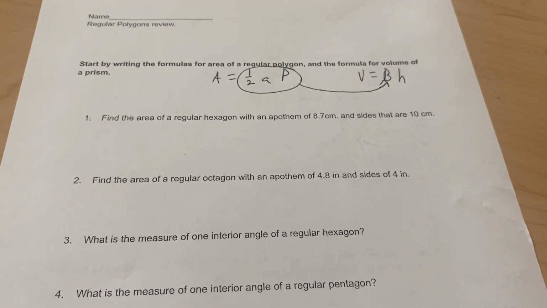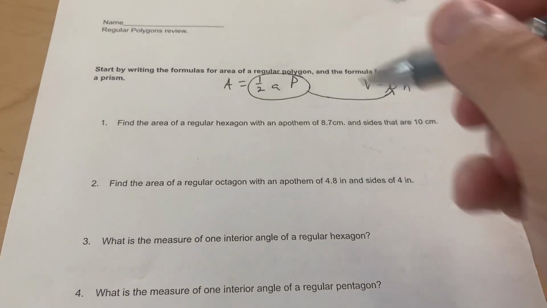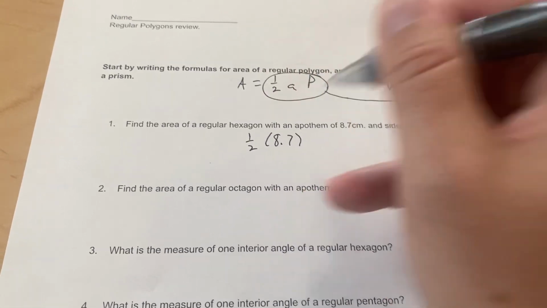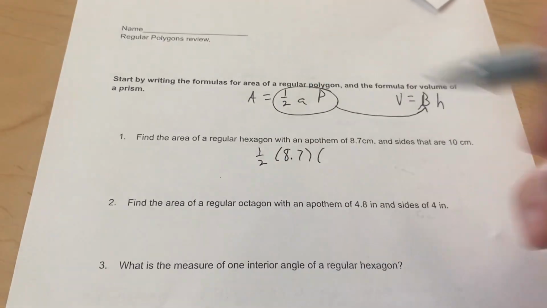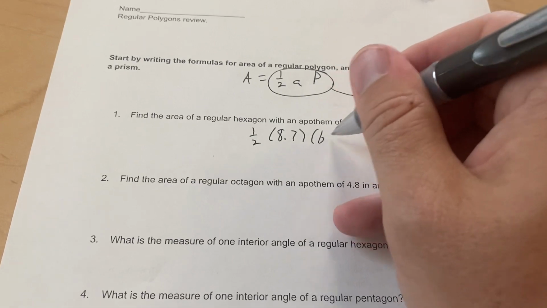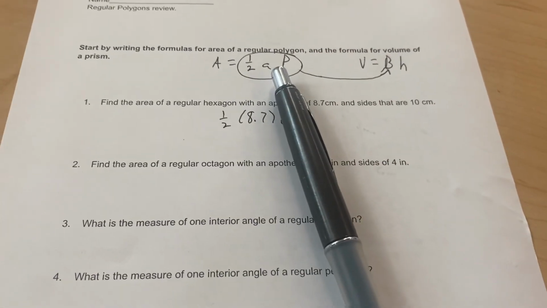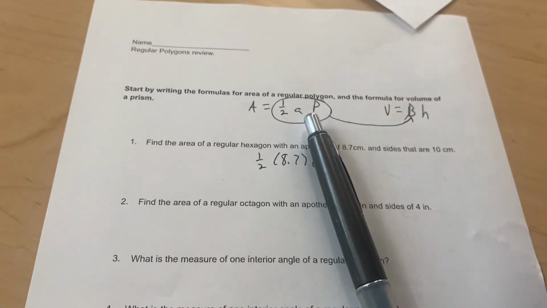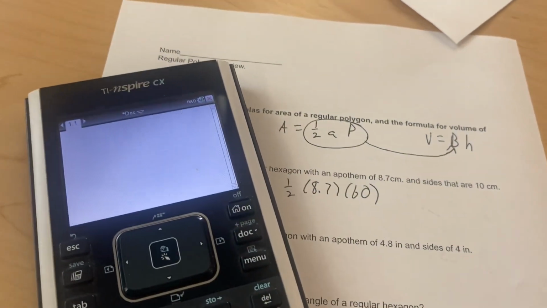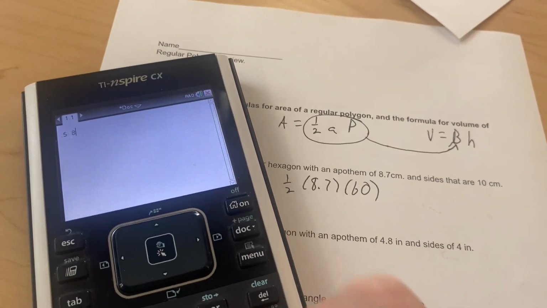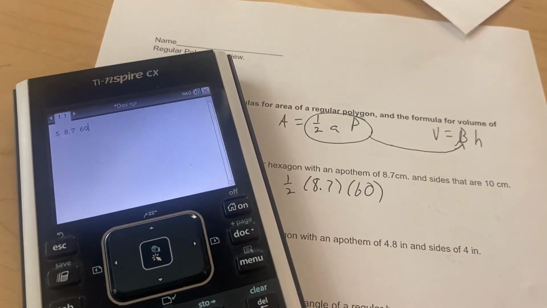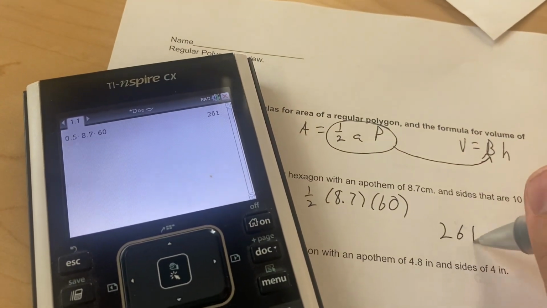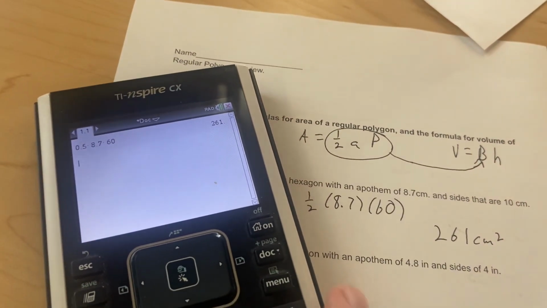Find the area of a regular hexagon with an apothem of 8.7, sides that are 10. So that's going to be 1/2 times 8.7. And then we're going to multiply that. A hexagon has 6 sides, 10 centimeters apiece. So that's times 60. So here on my fancy calculator, I'm going 1/2 times 8.7 times 60. And I come up with 261. So this is 261 square centimeters.